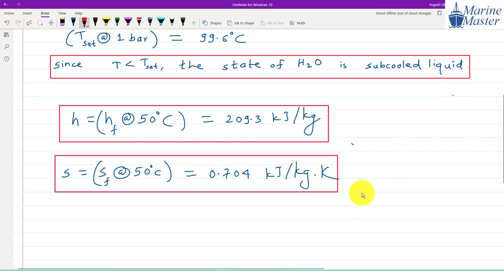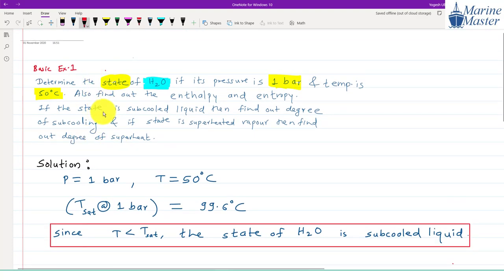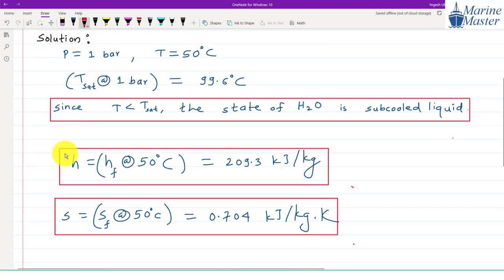So we got the state, we got the enthalpy, and we got the entropy. So before going further, everyone please write down this discussion. After we have already written the question, this basic example 1, after that, write down this discussion.